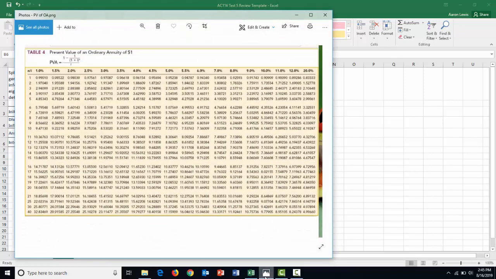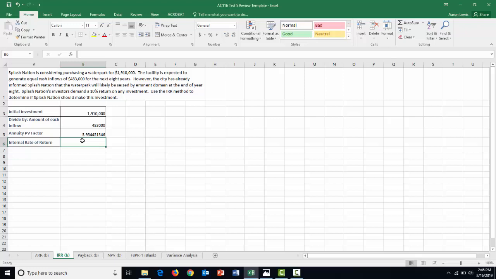So bring that up. I hope you can read this. We go to year 8 and we scroll over until we find the number that is closest to our 3.95, etc. And look, we got to the end and it doesn't quite exist. So we have 3.83 at the end, which means that our return has to be somewhere in the ballpark of this number. So if I were asked for my internal rate of return, I would say approximately 20%.